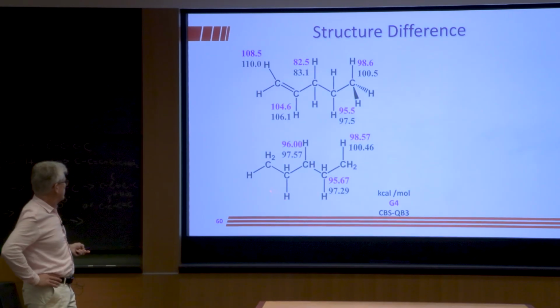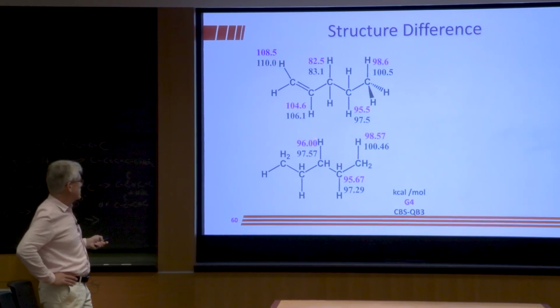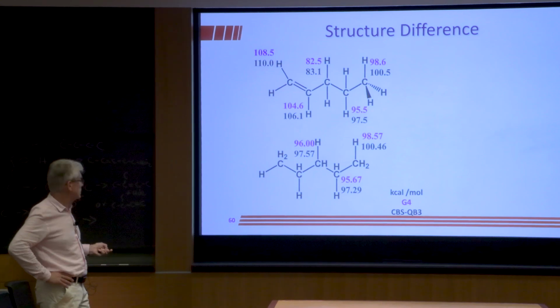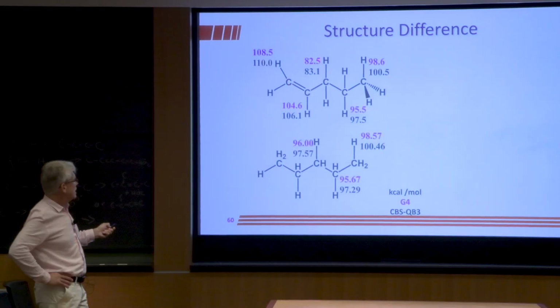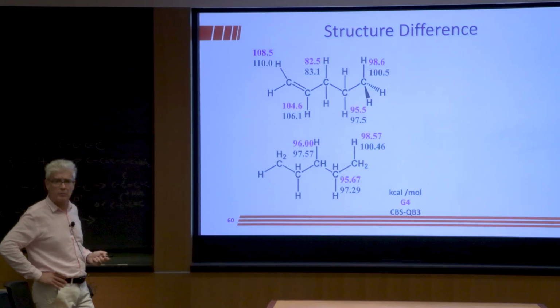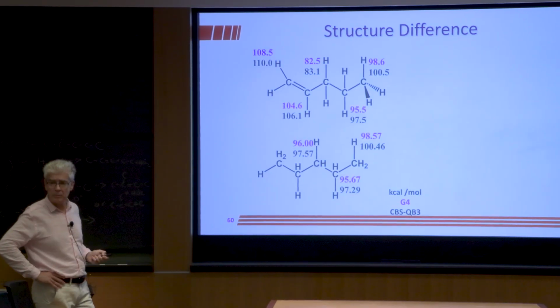So, okay. Here we have 1, 2, 3, 4, 5, n-pentane, right? The secondary CH bonds have bond strengths of about 96 kilocalories per mole, right? So here, they're both 96. But here in 1, 2, 3, 4, 5, right? This is 1-pentene. This secondary hydrogen atom is 82.5 or 83 kilocalories per mole, right? It's much weaker. It's weaker by 13 kilocalories per mole.